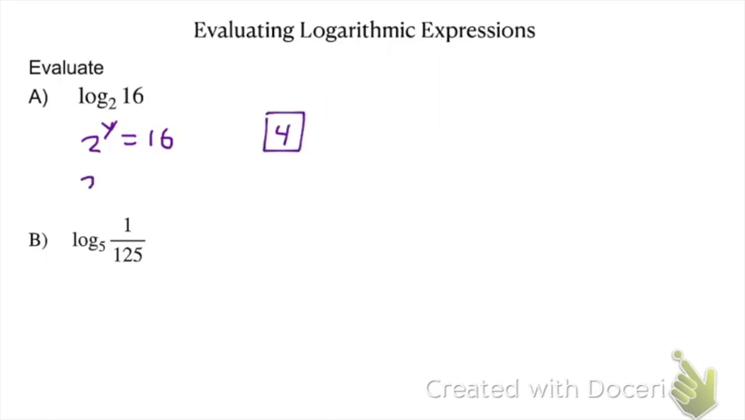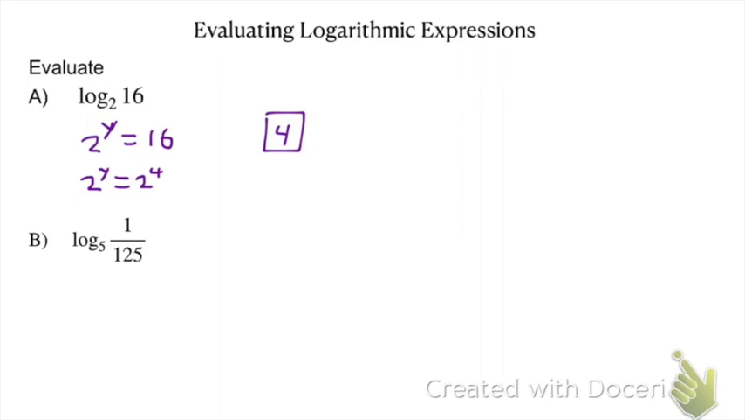And if you wanted to go completely through this, you'd say 2 to the y is the same as 2 to the 4th. And we're going to do this later on. When you have the same base, you can use the exponent. Y has to be 4. So when we evaluate this, we get back 4.